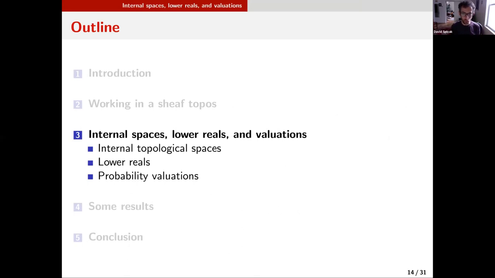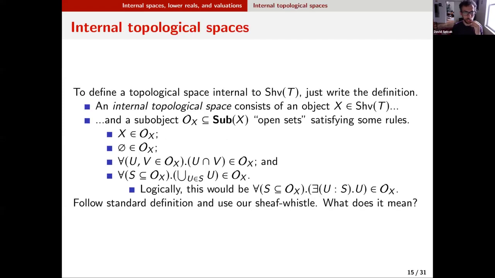Okay, so let's talk about internal spaces, lower reals, and valuations. What I just said is you can talk about topological spaces as though you're talking about sets, and then the dog whistle will make the thing you say be about sheaves. So an internal topological space is a sheaf, but we think of it like it's a set X, and a subobject O of X of all subsets of X.